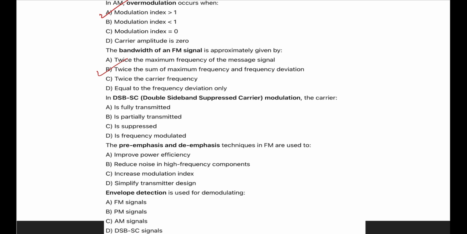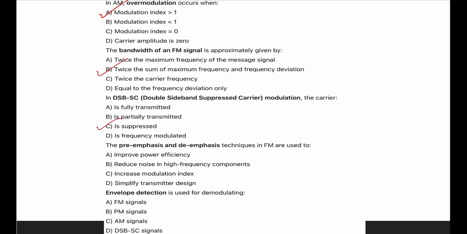Next question. In DSB-SC modulation, the carrier is, that is DSB-SC means double sideband suppressed carrier. So the options are: A, fully transmitted; B, partially transmitted; C, suppressed; D, frequency modulated. The answer is fully suppressed. That is, the answer is option C.